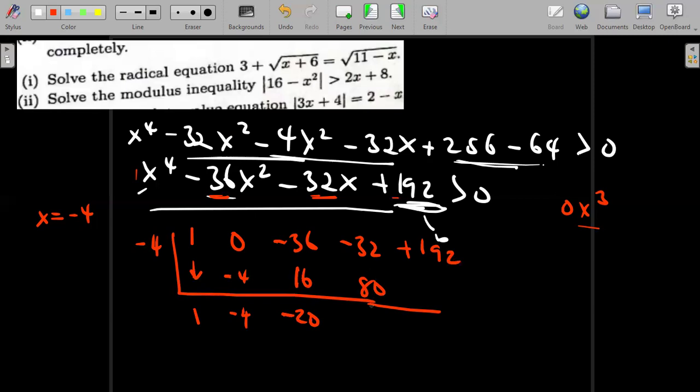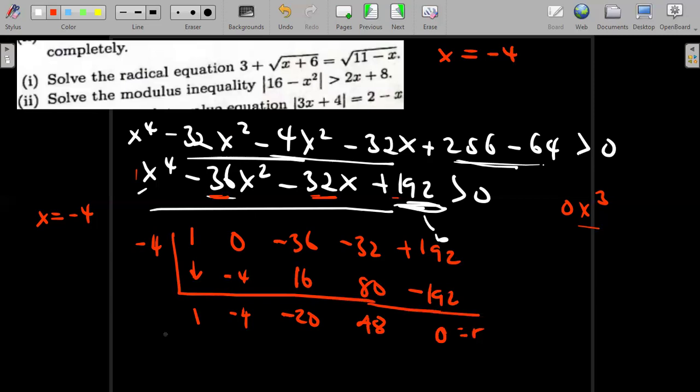80 minus 32, this just gives me 48. 48 multiplied by negative 4, I'll get negative 192. So this then gives me 0. The last part here is always what? This is the remainder. So one thing we must keep is we found one of our factors to be x equal to 4.